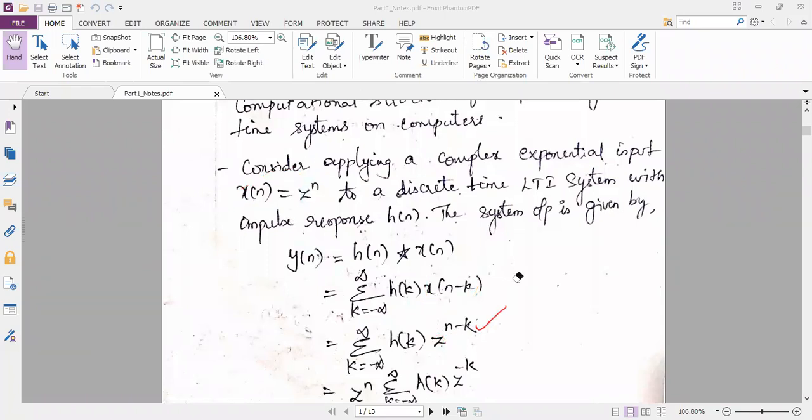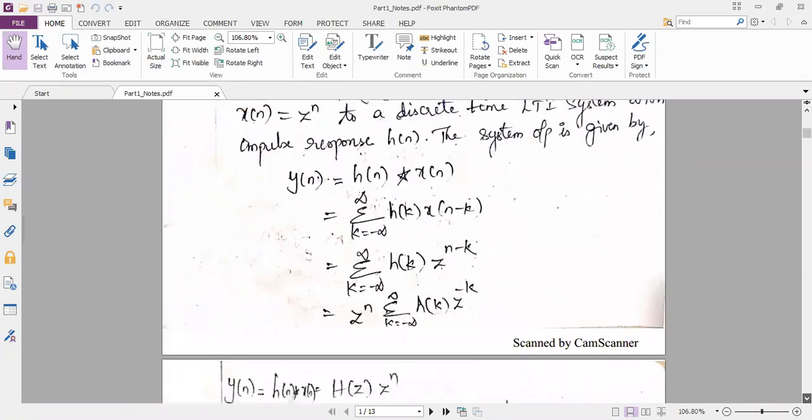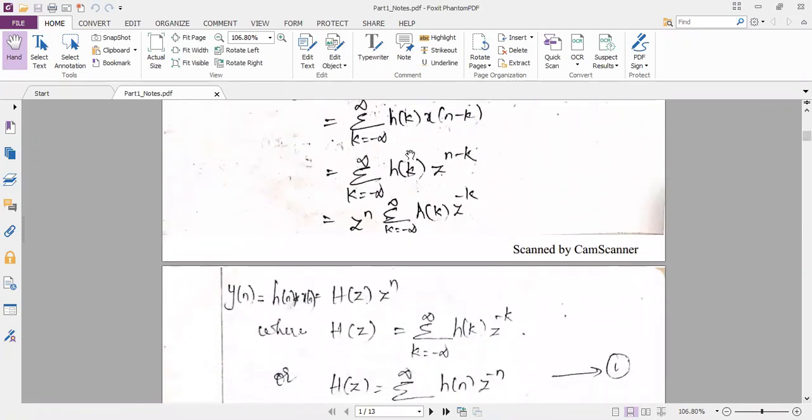Okay. So now the next step is outside the summation, if something is constant, we can move it out. So this summation is only for k. So I can move z power n outside. You need to split this z power n minus k into z power n and z power minus k. So we will take it out, then summation h of k z power minus k.